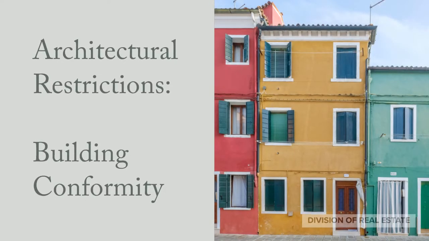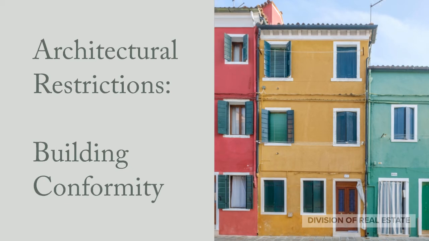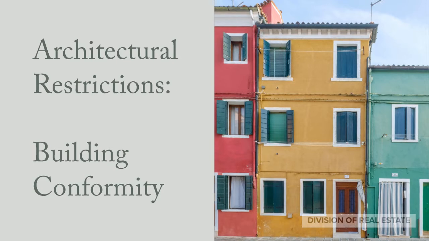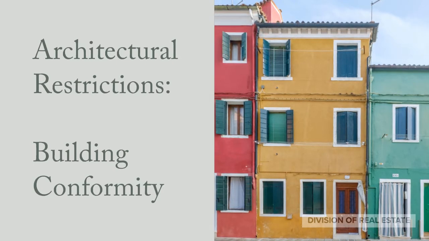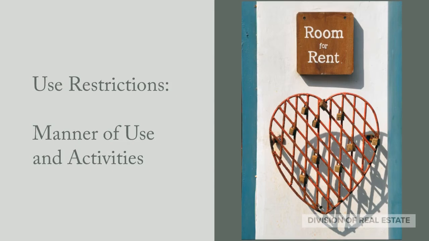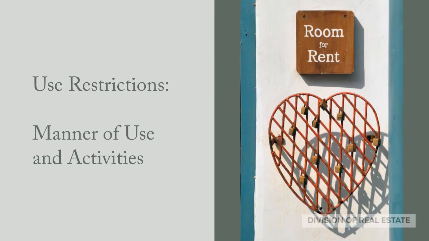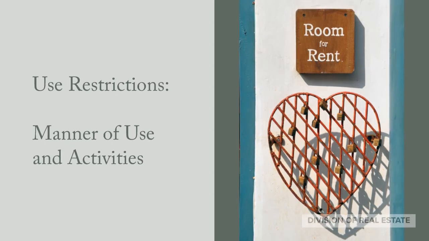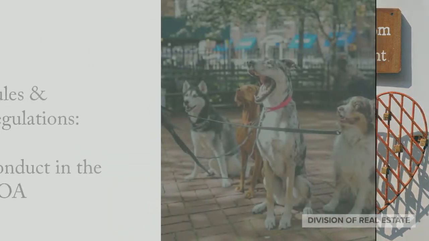Architectural restrictions generally require conformity in the appearance of the property, the material used to build, and may require approval for improvement additions. Examples include the type of building structure being built on a lot, adding an addition, or painting the house a certain color. Use restrictions address the manner in which your property and the common areas can be used, addressing such things as allowed activities on the property, home businesses and commercial use, and leasing activities.